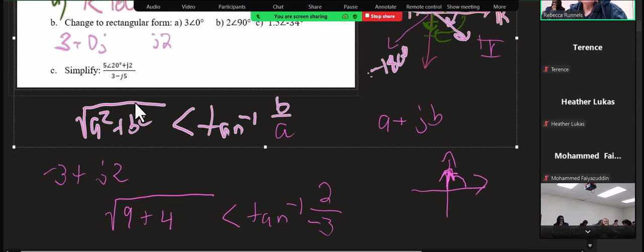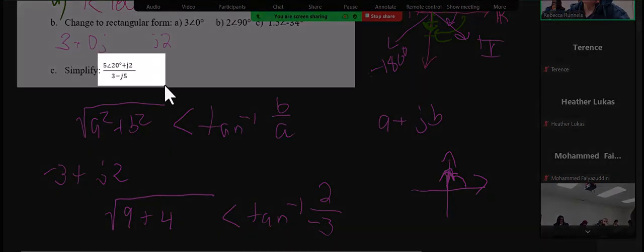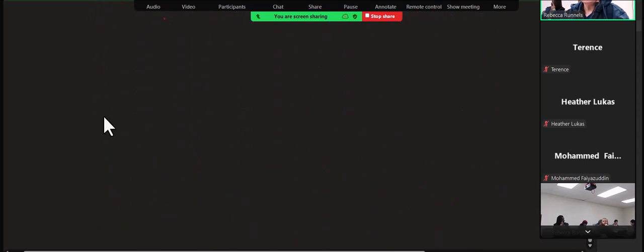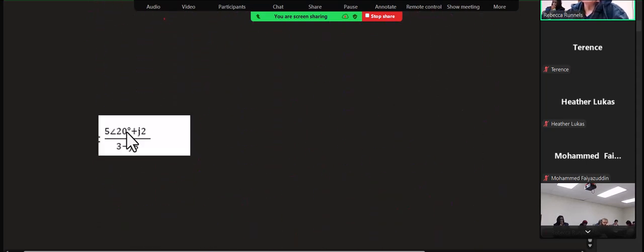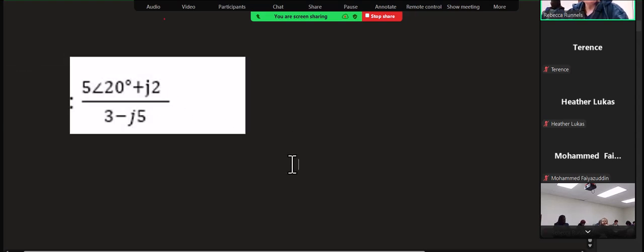Similarly, for this last one, if it weren't on the problems where I had to show my work, I would just type that straight into the calculator and get the answer. But for this one, I have to show the work. So you need to decide, do you want to do it in phasors or in rectangular? Addition is more easily done with rectangular, and multiplication and division is more easily done with phasors. So the first thing we'll do is change the 5 angle 20 to rectangular.